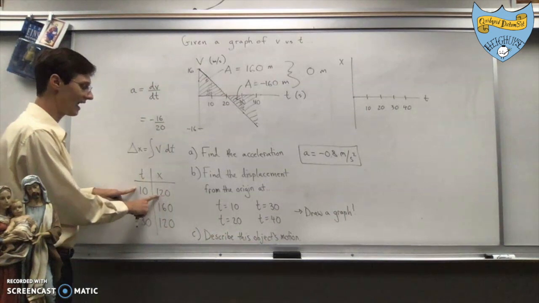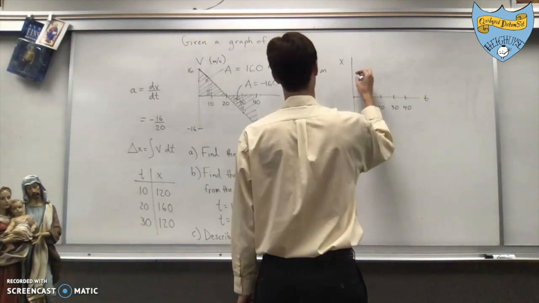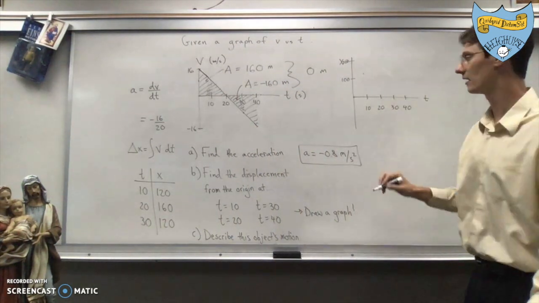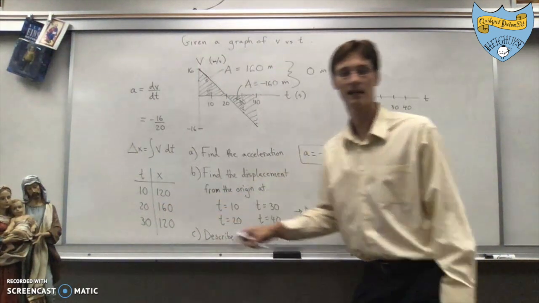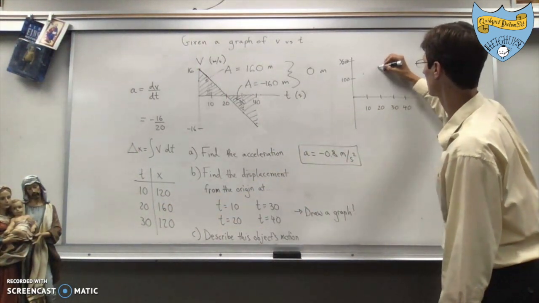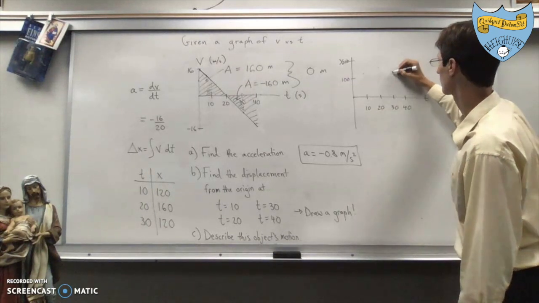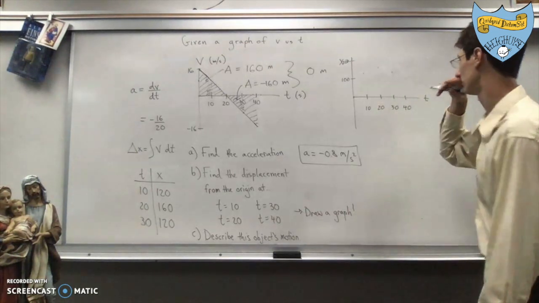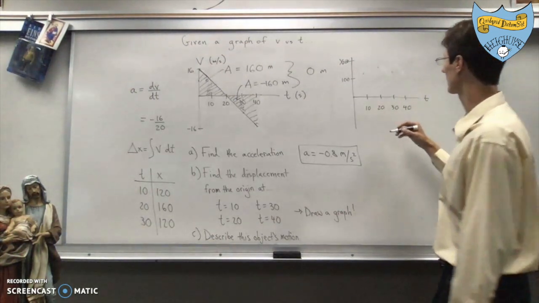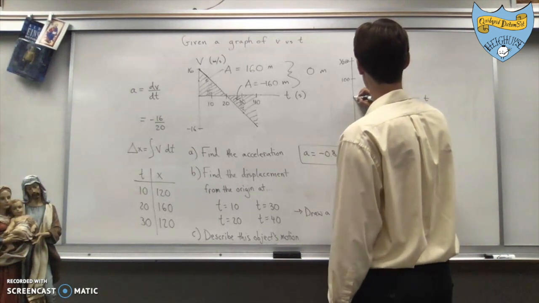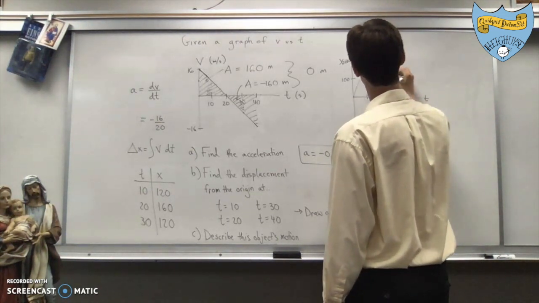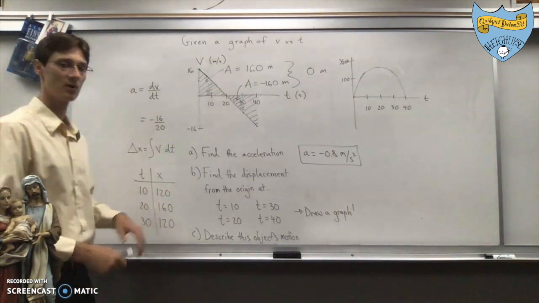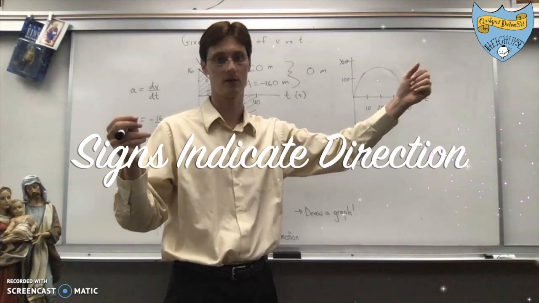At 10 seconds, it's at x equals 120. So 120 would be maybe here. At 20 seconds, it's at 160 meters. So that would be here. At 30 seconds, we said it's back to 120. And then at 40 seconds, it's back to the origin. All right, let's connect the dots in as smooth a manner as possible. But just at a glance, you should be able to see, oh hey, this is going to be some kind of a parabola.